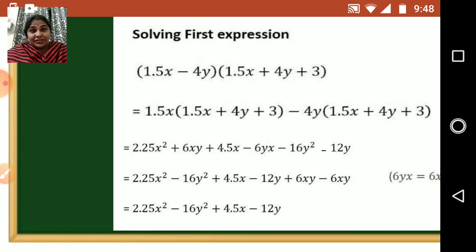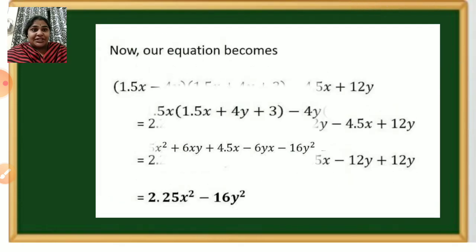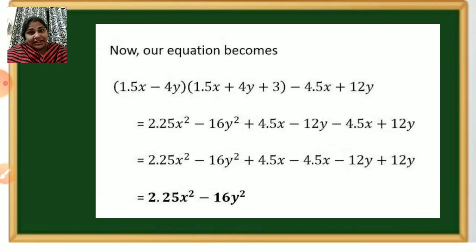So this was solving the first expression. Now let us add and subtract with the second one. So we got 2.25x square minus 16y square plus 4.5x minus 12y, and remaining minus 4.5x plus 12y, which was our earlier given expression.